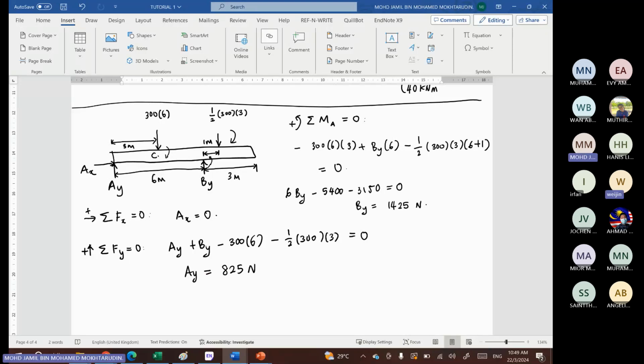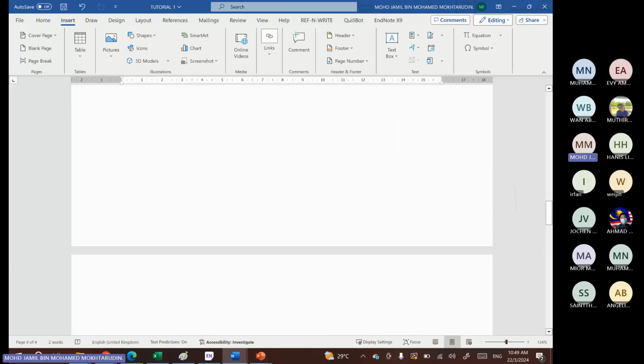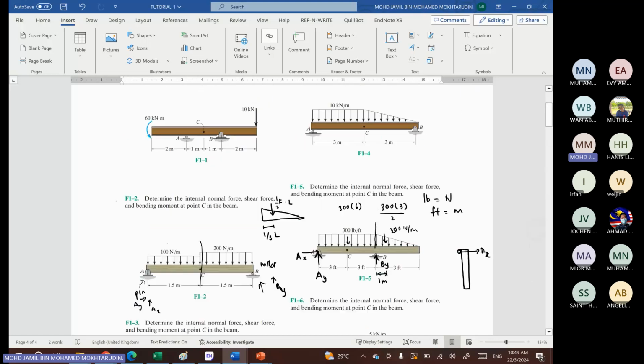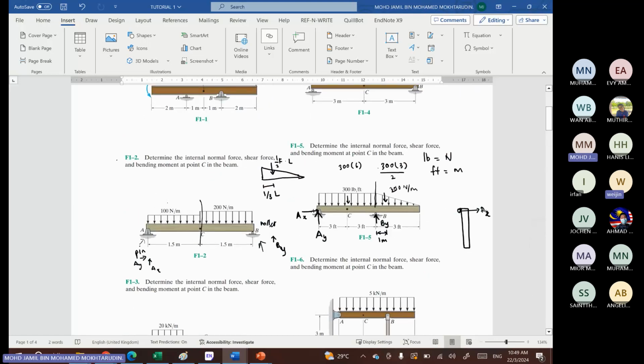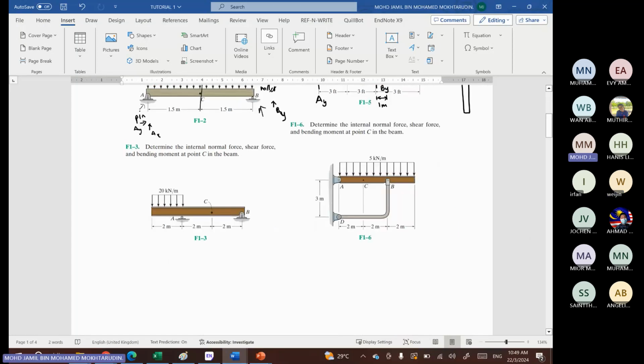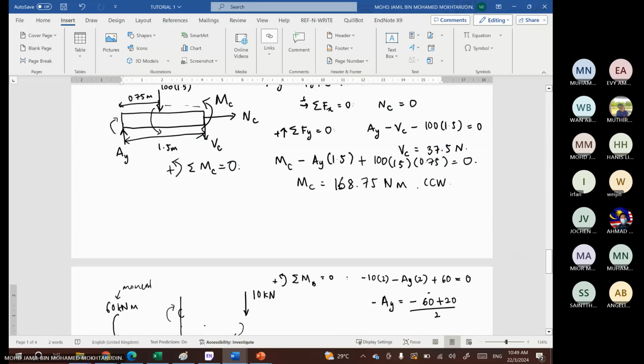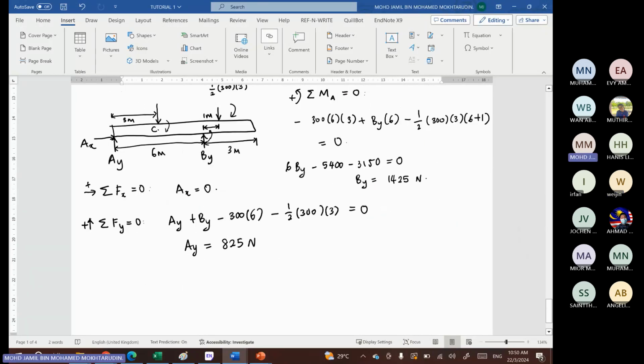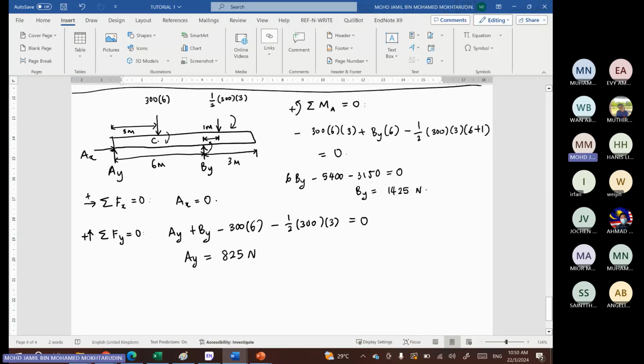Sir, 300 times 6? 300 times 6, the conversion factor. So that is the distributed load. Oh, okay, understood. So times the length. Okay, yes, understood. But if I calculate wrongly, you check YouTube.